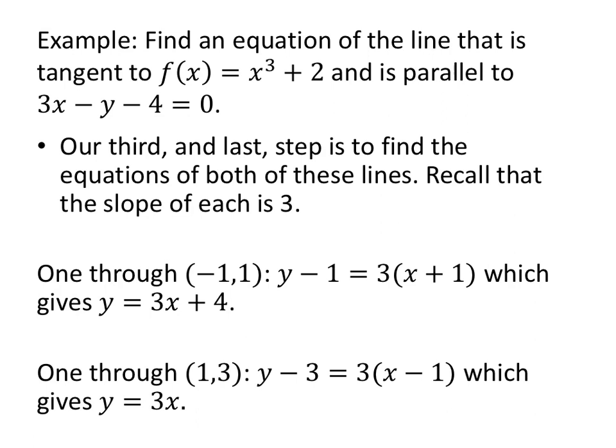Our third and last step is now to find the equation of both lines. Recall that the slope of each is 3 because it's parallel to the given line. So I substitute, find y equals 3x plus 4 for one equation and y equals 3x for the other equation of the tangent lines through the graph of the function parallel to 3x minus y minus 4 equals 0.